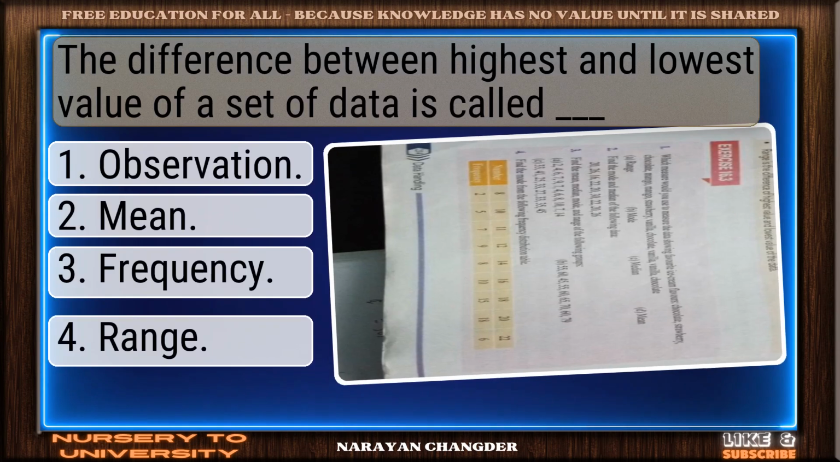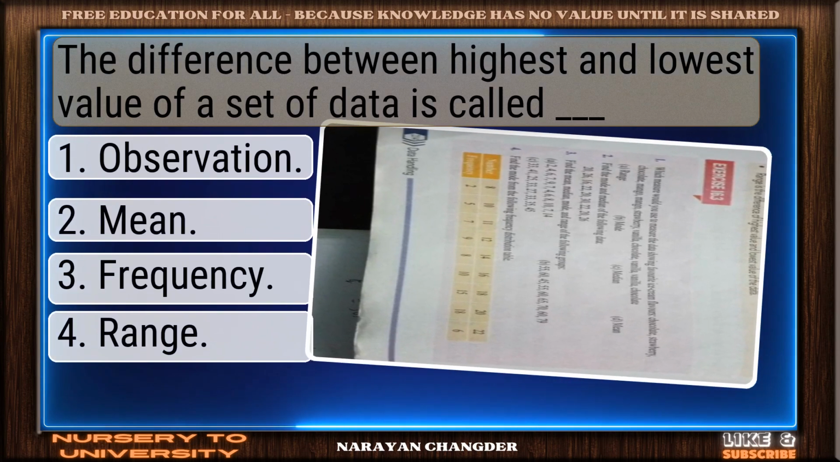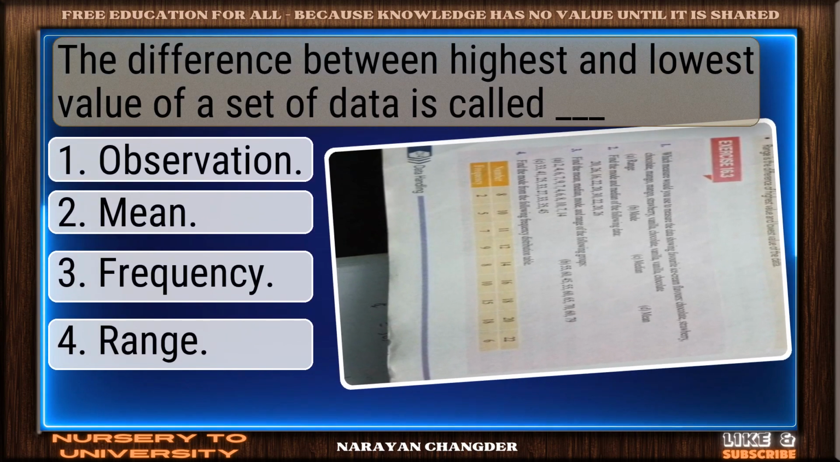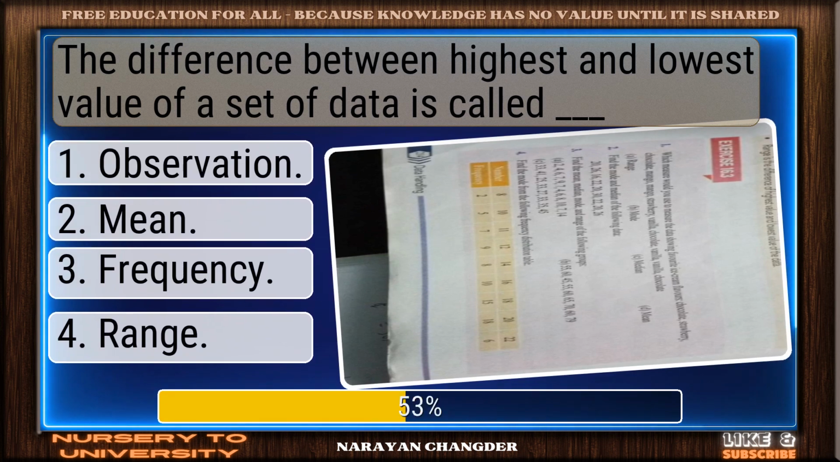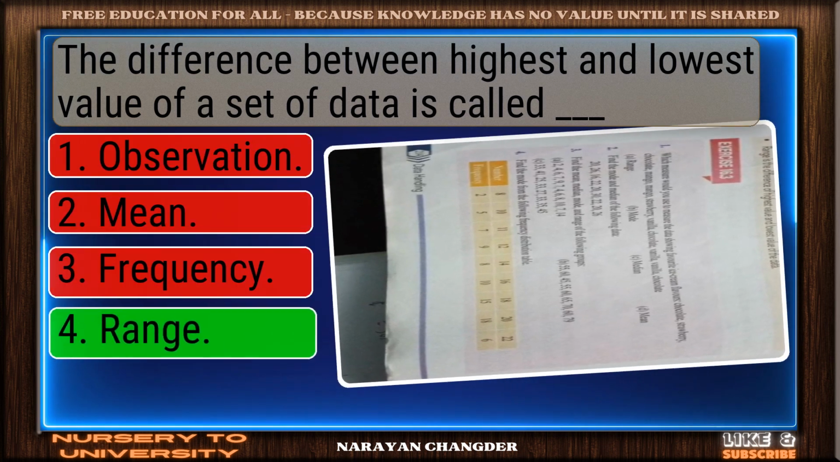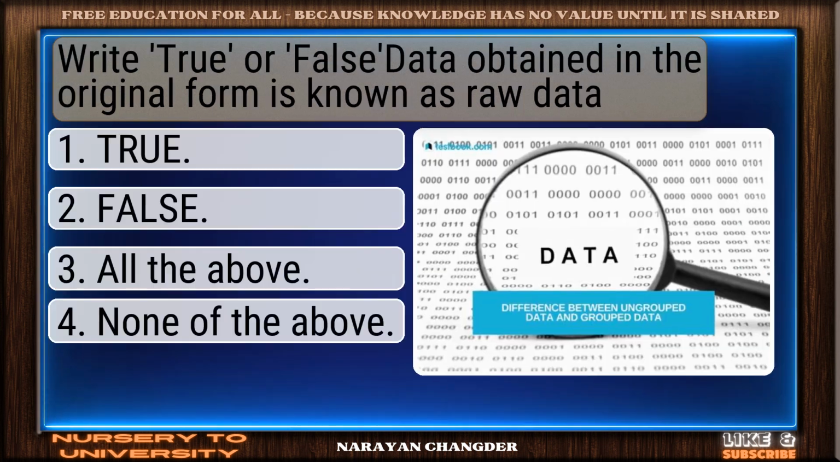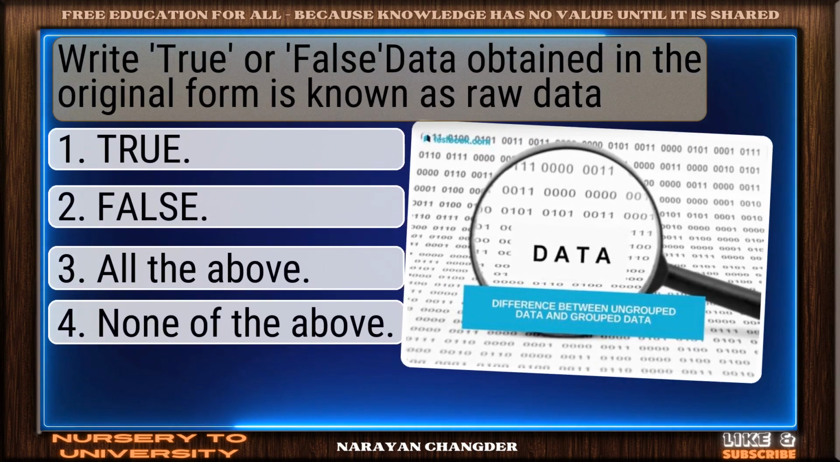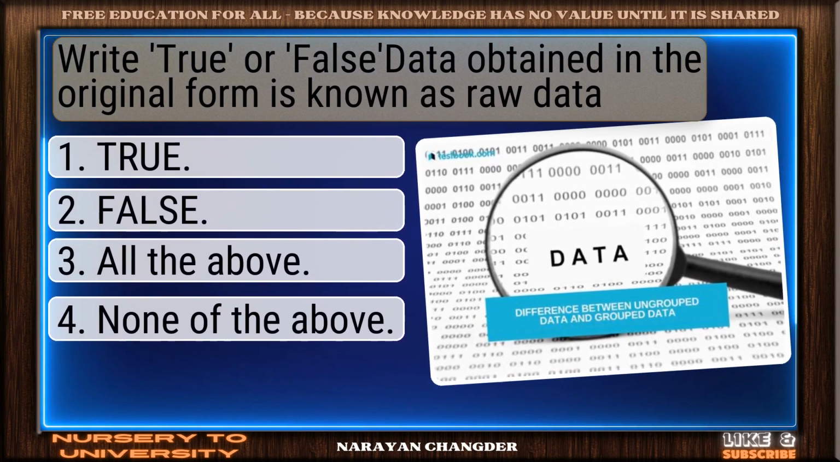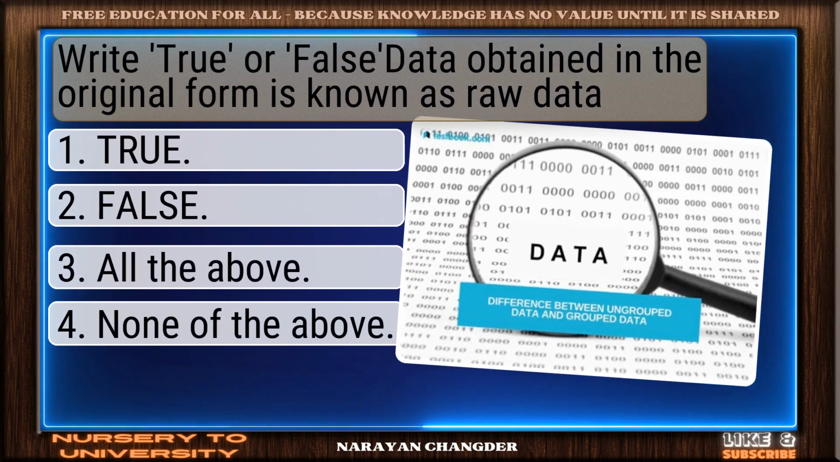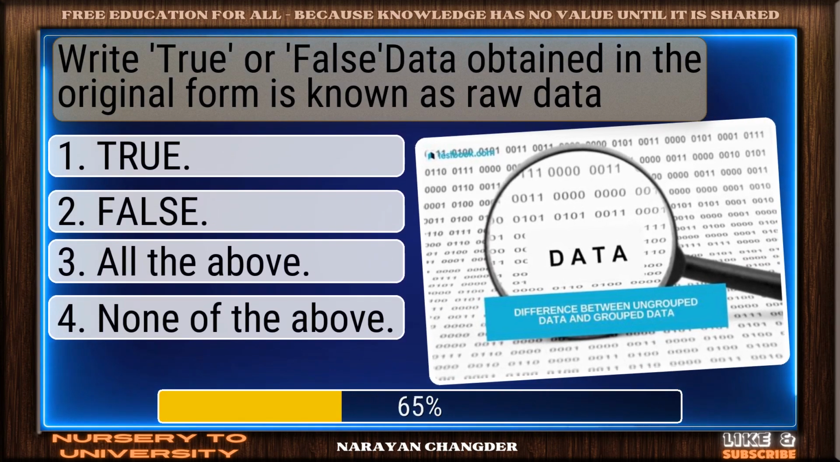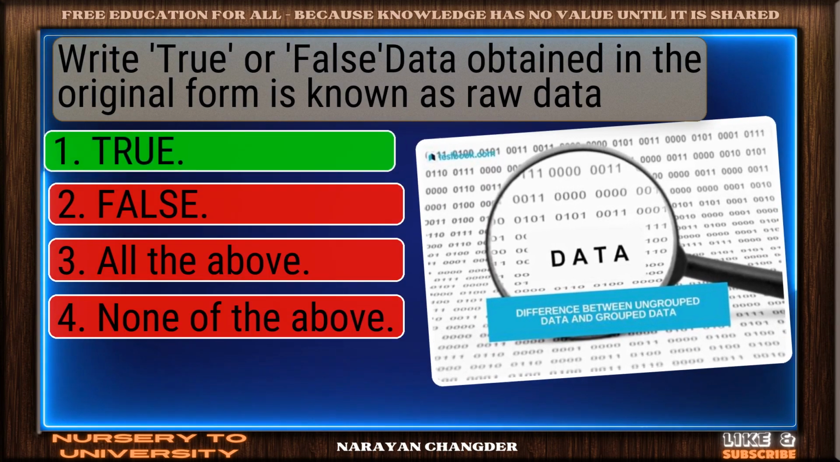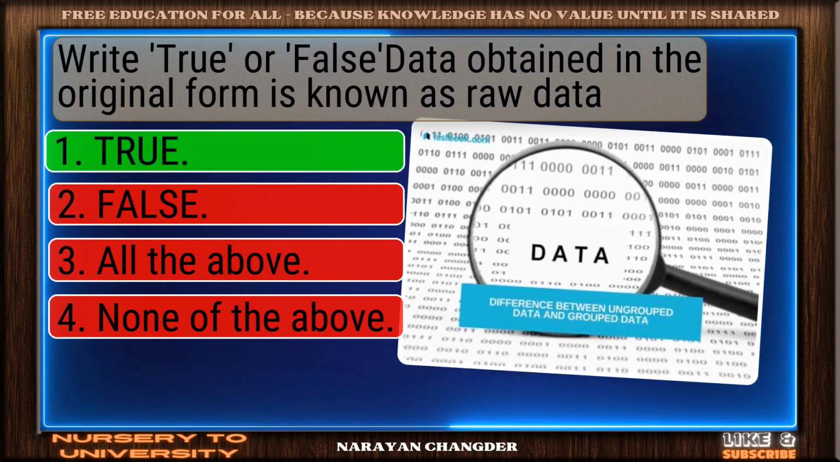Question number 48. The difference between highest and lowest value of a set of data is called dash. Correct. Range is the right answer. Question number 49. Write true or false: data obtained in the original form is known as raw data. On track. True is the correct answer.